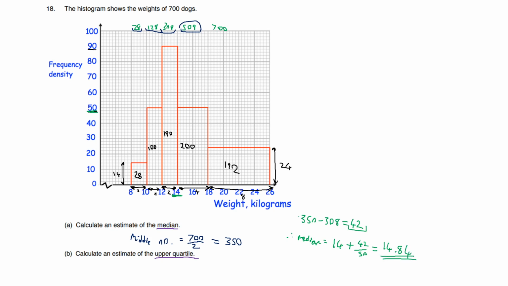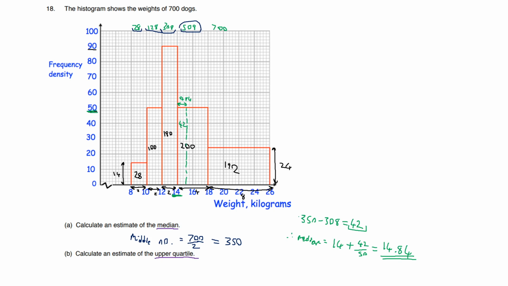So all we're doing is we're manipulating this so that we can tell, okay, this is 0.84 because 0.84 times 50 is 42. If you didn't understand that, that's okay. There is another way that we can do it. And we'll do it for the upper quartile.